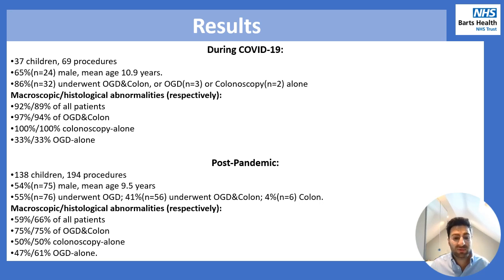And in the OGD alone group, there was a low rate of macroscopic abnormalities of 47%. However, there may be a slight element of undercalling of pathology, as they had 61% histological abnormality.